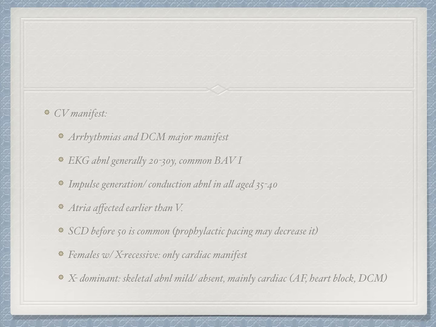It is common to see a first degree AV block, and there's mainly problems with the impulse generation or conduction, abnormality in all patients aged 35 to 40. This is the main problem in the EKG: impulse generation or conduction abnormalities.